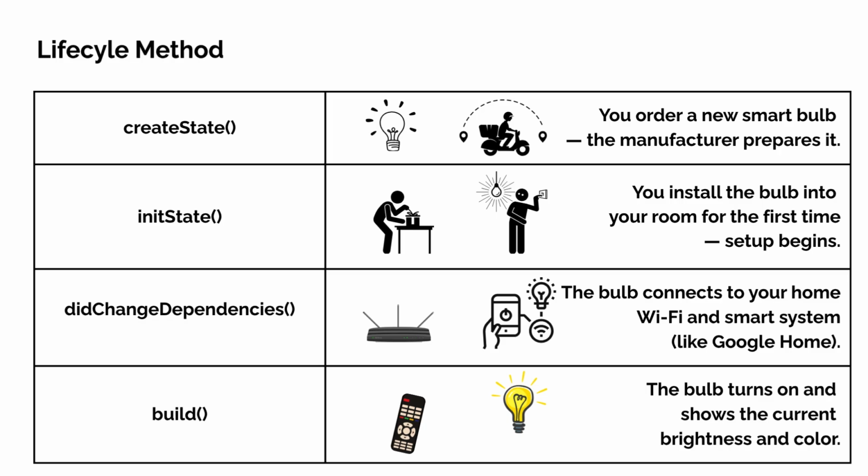So the second method that gets called is initState. You receive the courier, you unbox it and you see the bulb for the first time. The third method is didChangeDependencies. As this bulb is a smart LED, it depends on Wi-Fi. So once you connect your Wi-Fi to the bulb, it gets lit up.